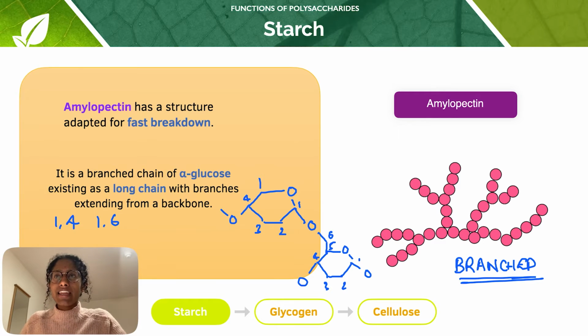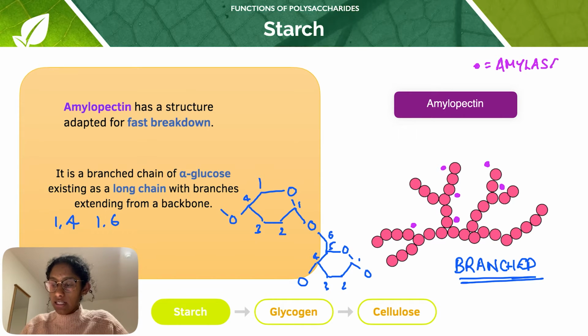So I thought I'd explain that in a little bit more detail than necessary, just so that you understand why amylose is not branched and amylopectin is branched. So as a result of amylopectin being branched, the reason why this allows for fast breakdown of amylopectin is because, let's say our enzyme here is, let's put it in purple. So let's say our amylase enzyme comes along and wants to break down our amylopectin.